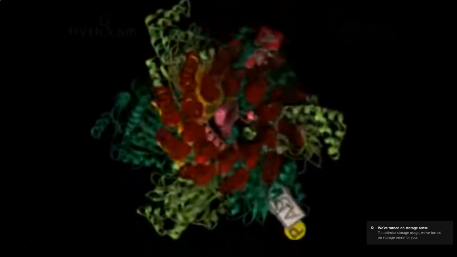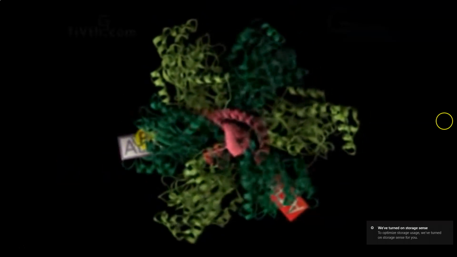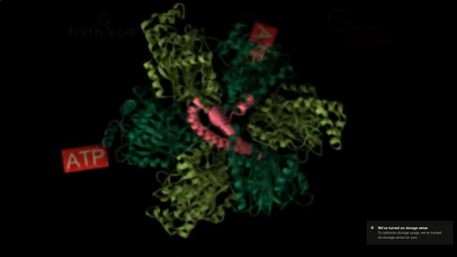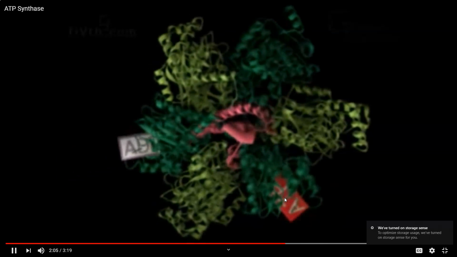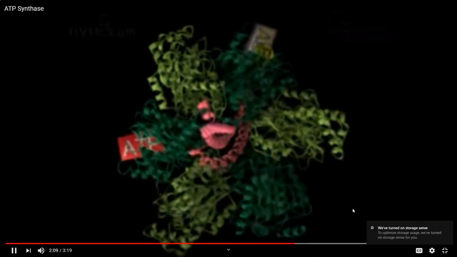Its molecular structure shows that the position of the central shaft influences the conformation and arrangement of the surrounding subunits. It is these changes that drive the synthesis of ATP from ADP. In this animated model, different conformational states, tight, loose, and open, are lined up as a temporal sequence, as they would occur during rotation of the central shaft.